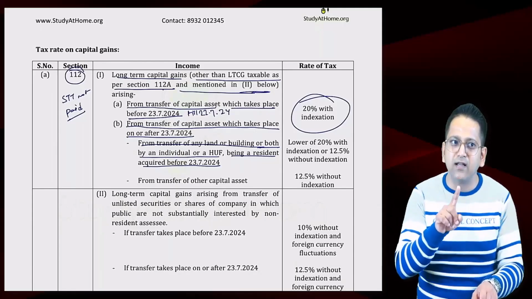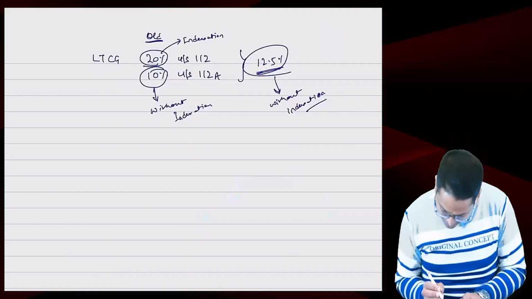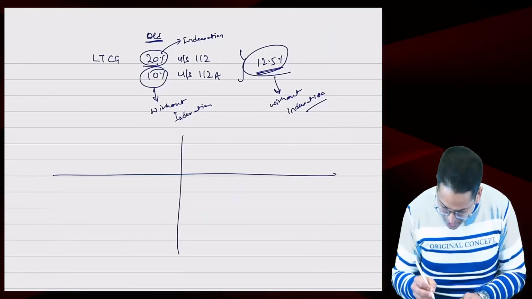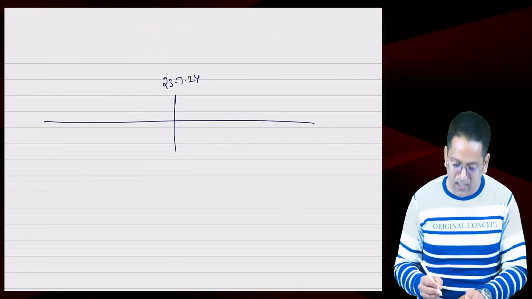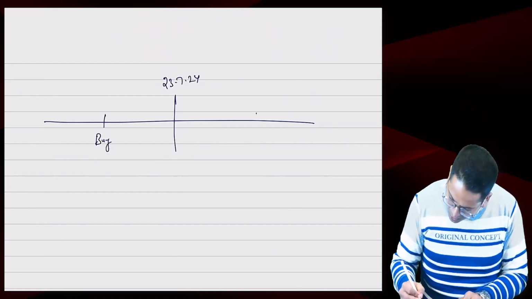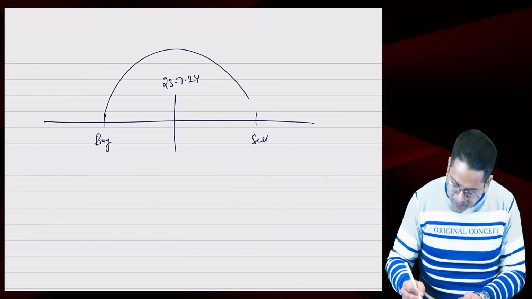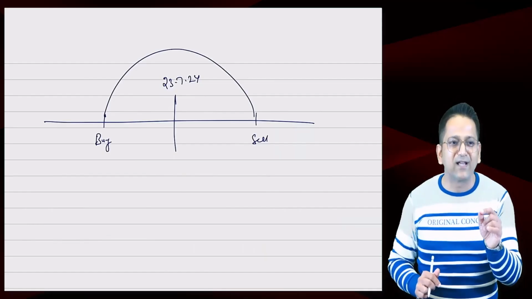Listen very carefully. What is this talking about? Those properties that were purchased before 23 July 2024 and sold after 23 July 2024. Students, listen very carefully. This is an important point. Here is the date, 23rd July 2024. If the purchase happened before this date and the sale happened after it, this is the law that is applicable, the one we are going to teach now.